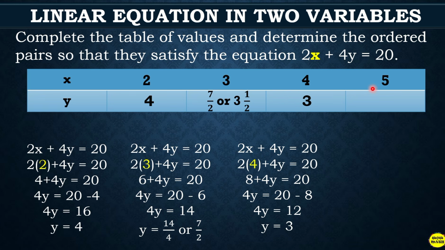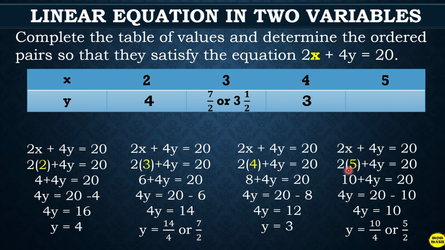Alright. Next, let's proceed to 5. If x is equal to 5, 2 times 5 is 10. And then for y, 20 minus 10, so 4y is equal to 10. So y is equal to 10 over 4, or in lowest terms, 5 over 2. Therefore, if we substitute 5 for x, y will be 5 over 2, or 2 and 1 half.